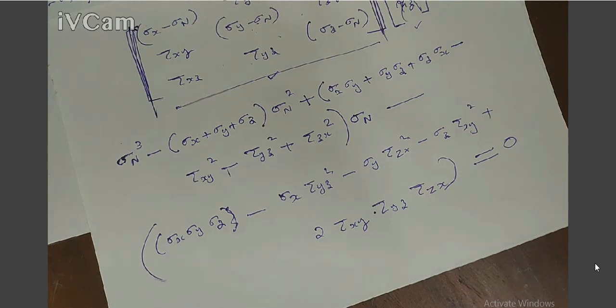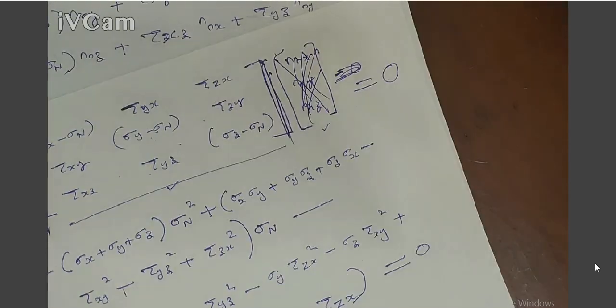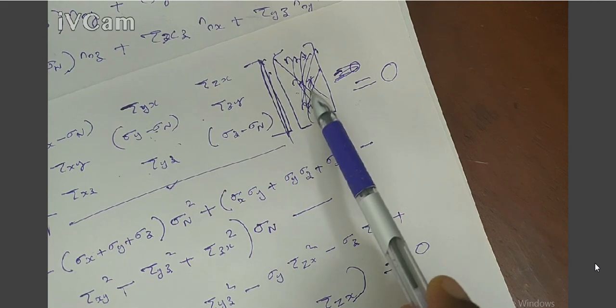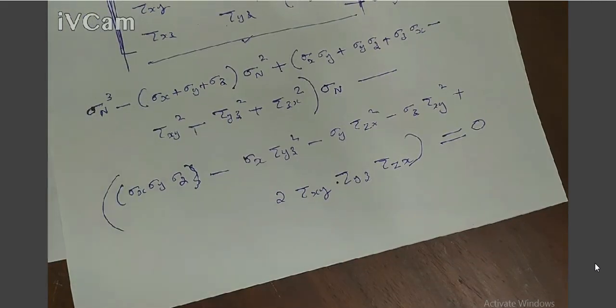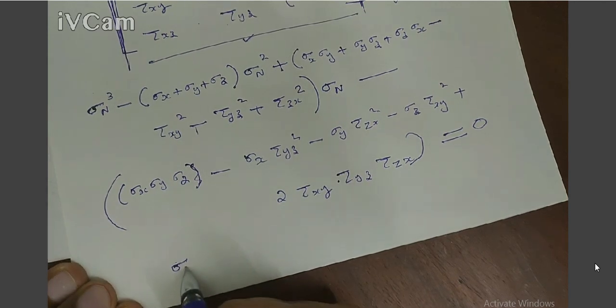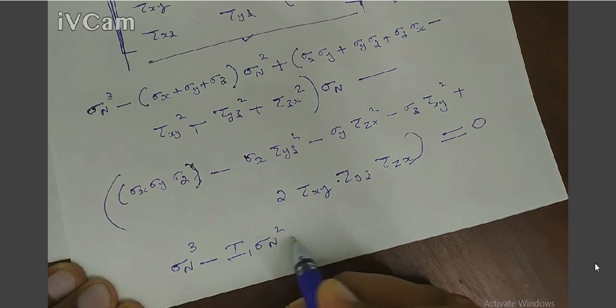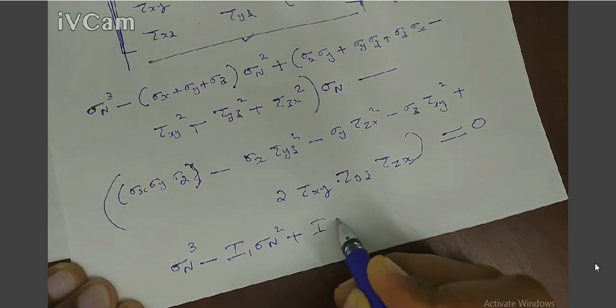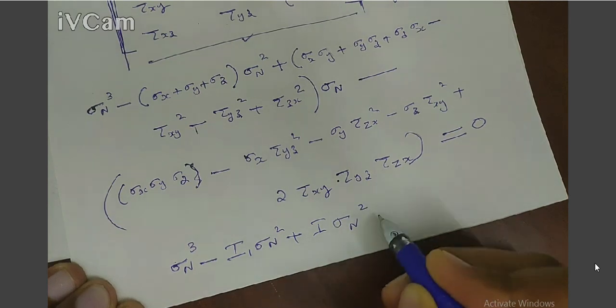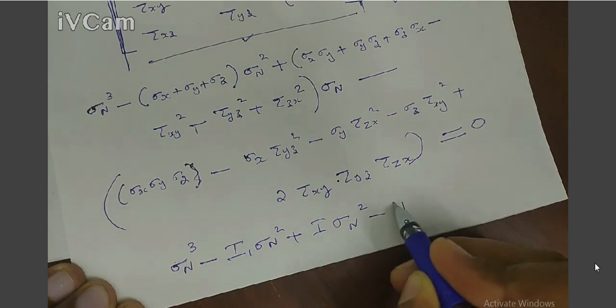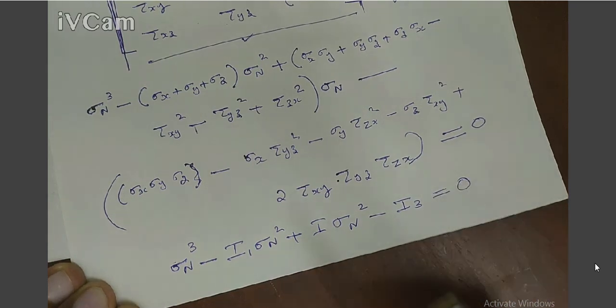And in this equation, there is only one unknown, that is sigma n. Sigma n is the only unknown because the remaining three unknowns cancel out here. So we can reduce this equation into another form: sigma n cube minus I1 sigma n square plus I2 sigma n minus I3 equal to 0.